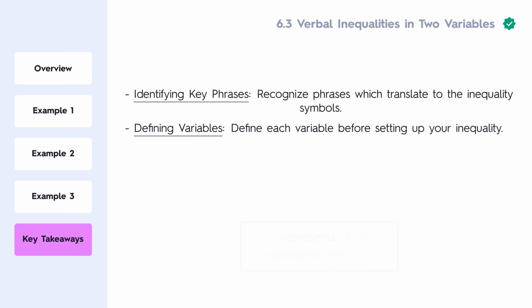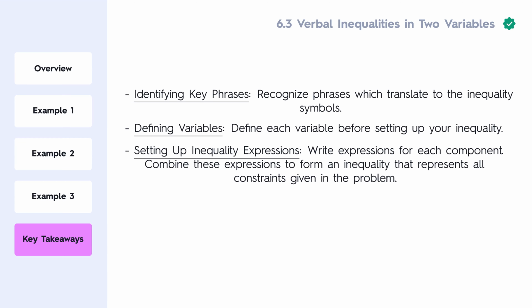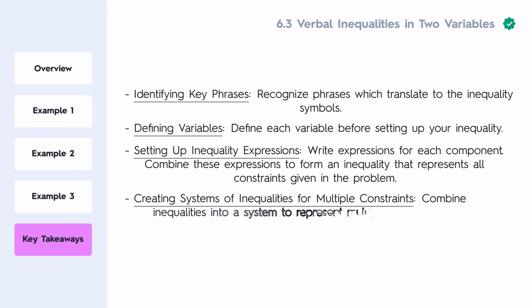Third, setting up inequality expressions. Once variables are defined, write expressions for each component, such as total cost or total hours. Combine these expressions to form an inequality that represents all constraints given in the problem. Finally, creating systems of inequalities for multiple constraints. In complex scenarios, combine inequalities into a system to represent multiple conditions. This helps us visualize and solve for all possible solutions that satisfy the constraints.